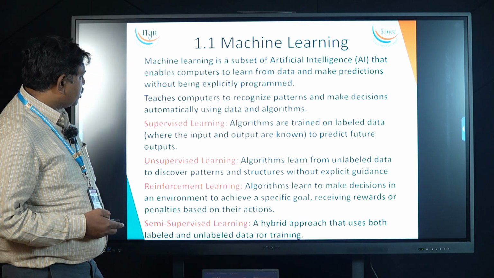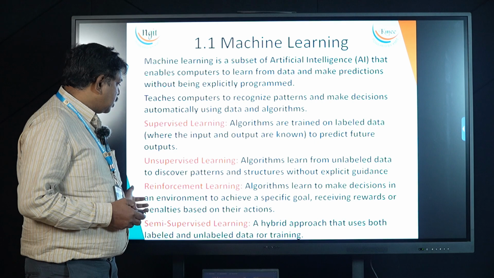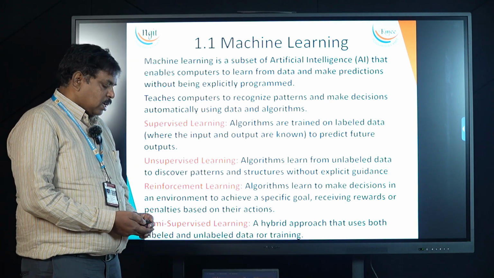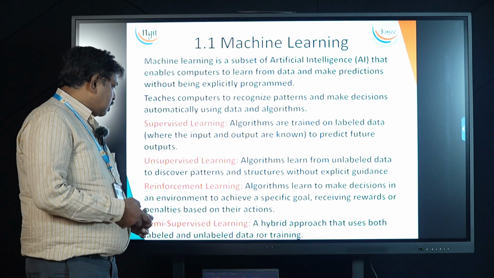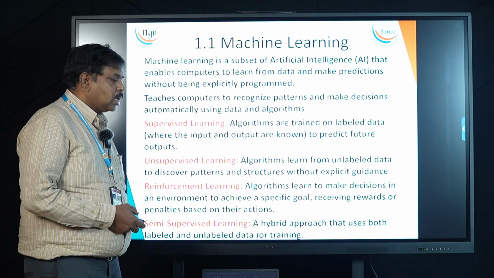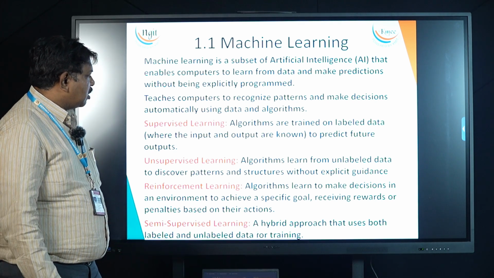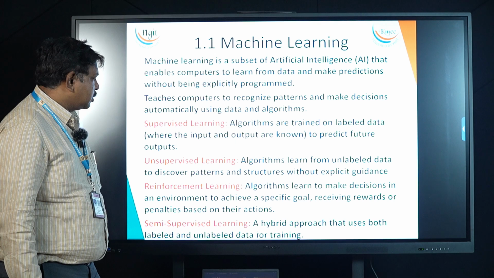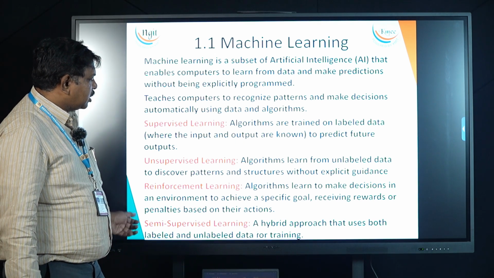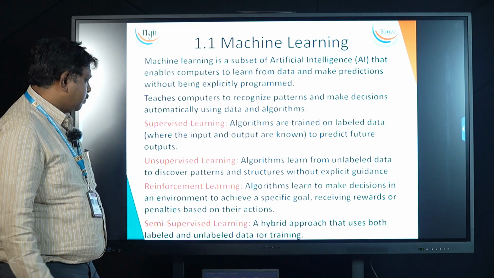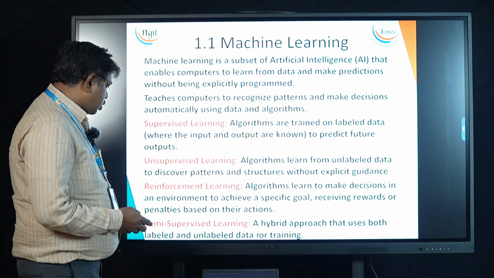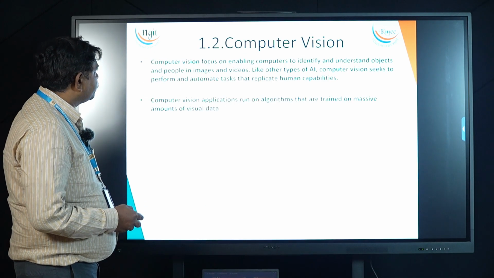Next algorithm, reinforcement learning. Reinforcement learning is to achieve a goal based on examples, learning from examples. So previously by looking at the examples, we learn the things and we try to achieve a goal. Semi-supervised learning is a hybrid approach of both labeled and unlabeled data.